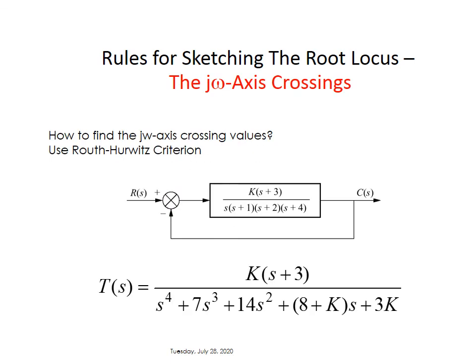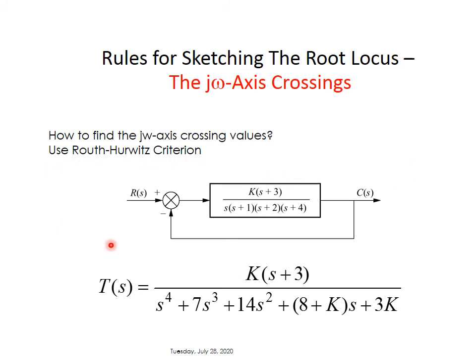So now let's take a look at an example. How do we find exactly this j omega axis crossing? In order to do that, let's take an example of a system where we will have this j omega axis crossing. So here, how do we find it? We will use one of the criteria that we have used previously to define the stability of a system, which is the Routh-Hurwitz criterion, right?